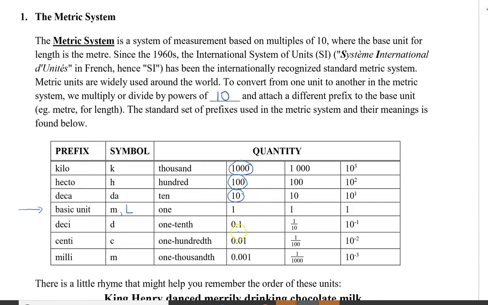And then we have the smaller units. Deci says that we have 0.1, or 1/10 of a meter, which is a decimeter. For centi, 1/100th of a meter is a centimeter. And finally, 1/1000th of a meter is a millimeter.